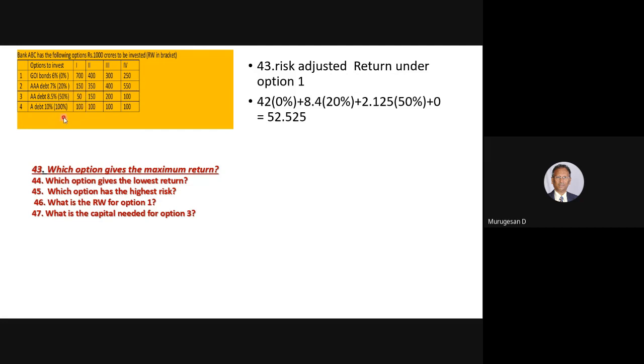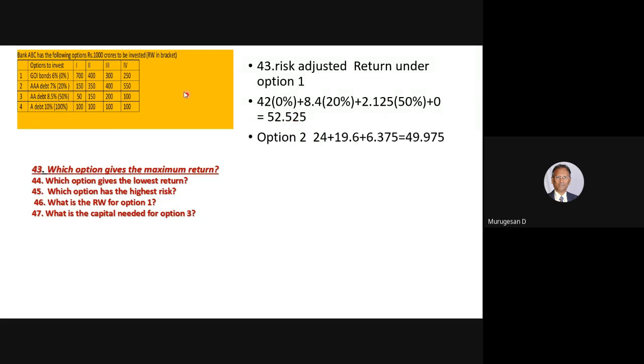But in the exam, they will test you. So you will not get any return in the fourth A debt instrument. Then why have they given it? Just to confuse you, they have given. So zero income. So the total income in option one is how much? 52.525. Like that, you have to go on calculating.